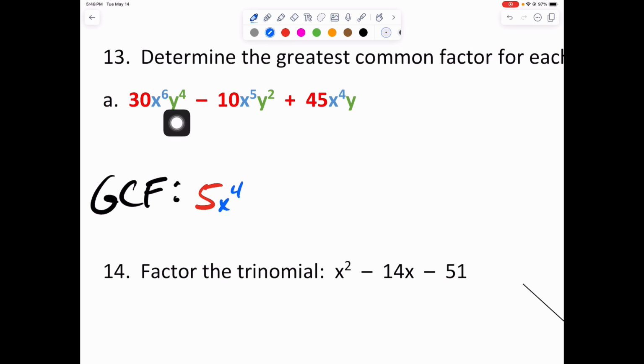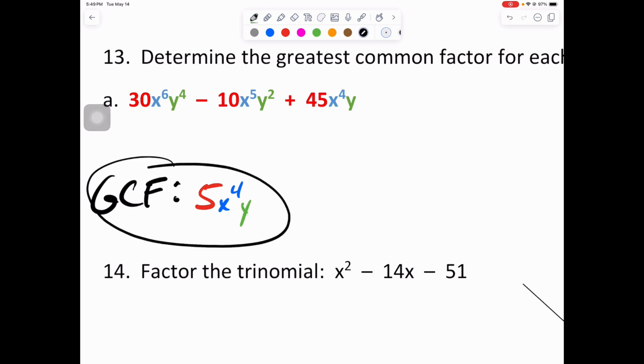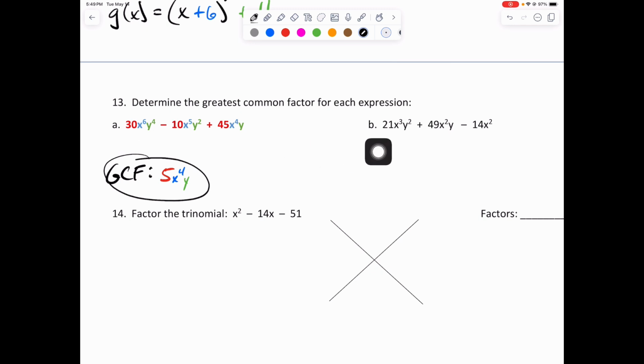All right, now we have y to the 4th, y to the 2nd, and just y. How many y can I take from all of them? Yes, great recognition. A single y. Go ahead and circle your answer. Go ahead and try B independently.